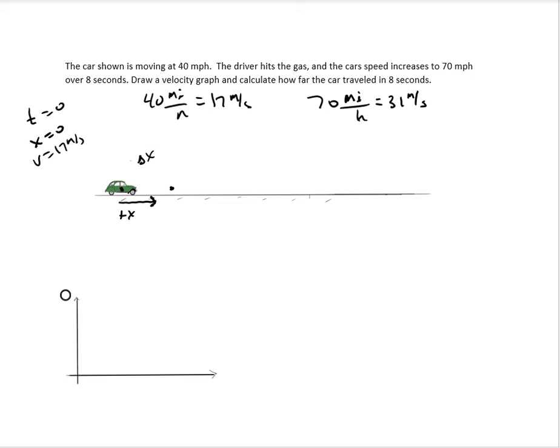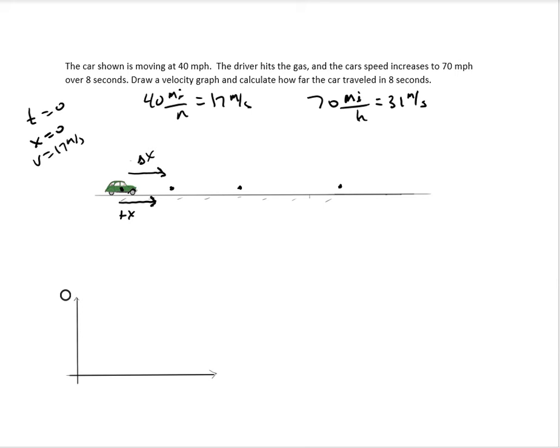Change in position. During the next one, however, this car's speeding up, so the next delta x is going to be a little bit larger. Then the next delta x is a little bit larger than that. So this is how we would show that in our diagram. The velocity of the car would be increasing.